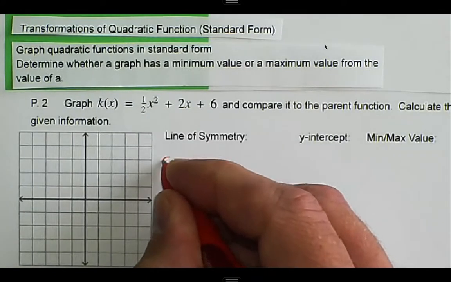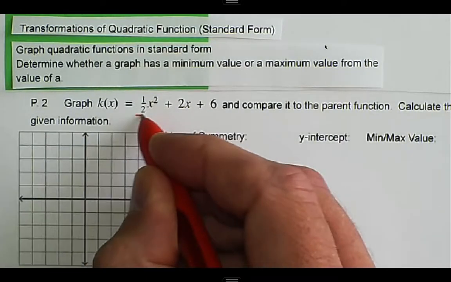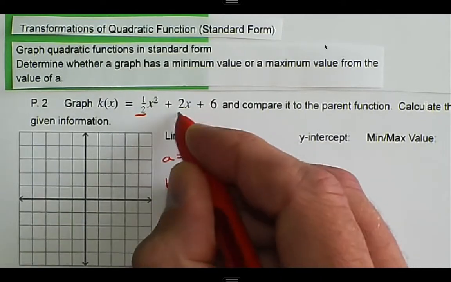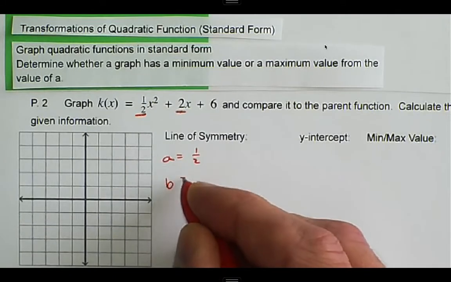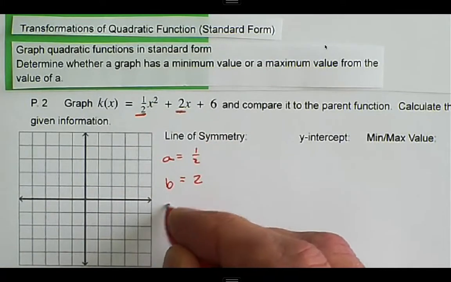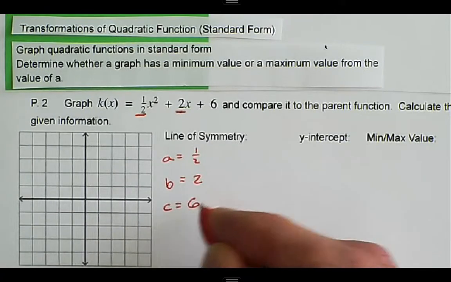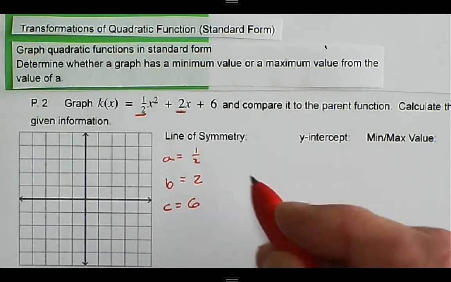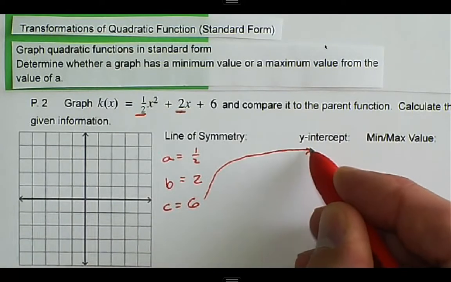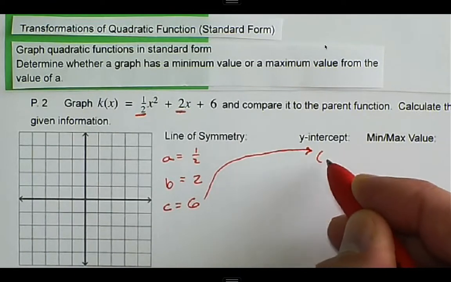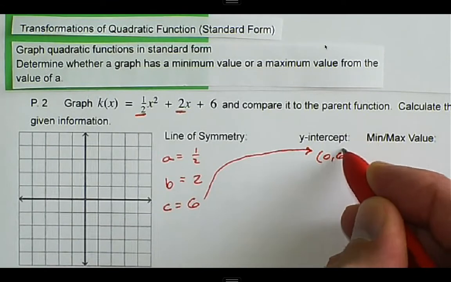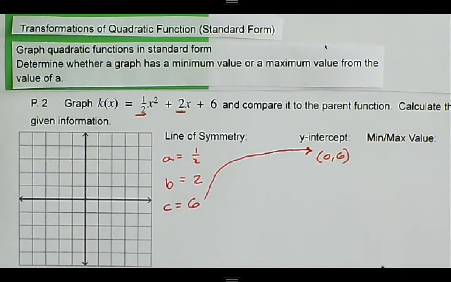So a is always the lead coefficient, which in this case is 1/2. B is always the linear term, or the coefficient in front of the x, which in this case is 2. And c is the constant term, which is all by itself. C is also the y-intercept, and that has the ordered pair of 0 for the x, and then whatever the c value is. So in this case, it's 6.